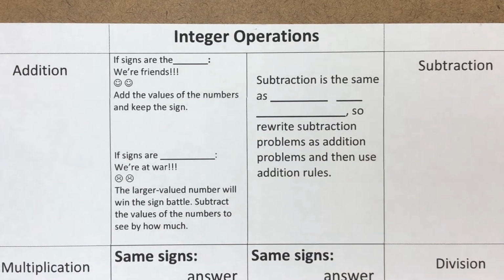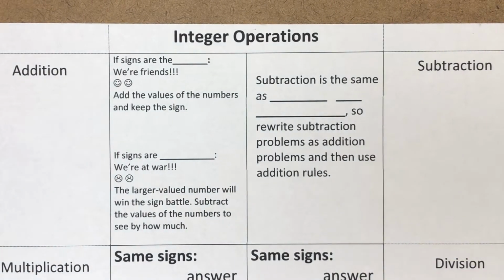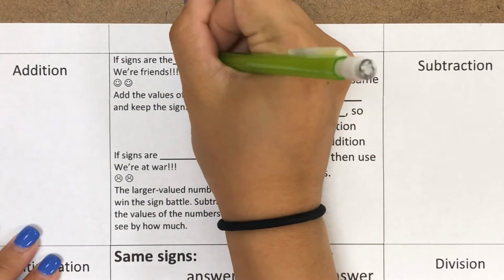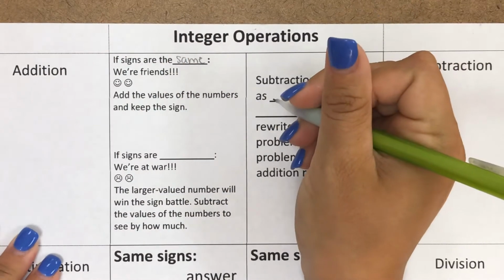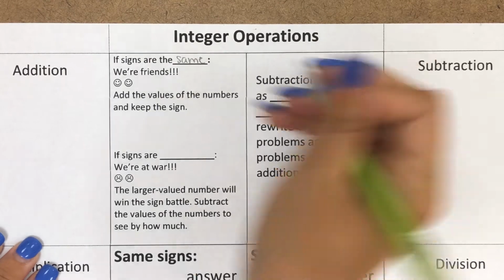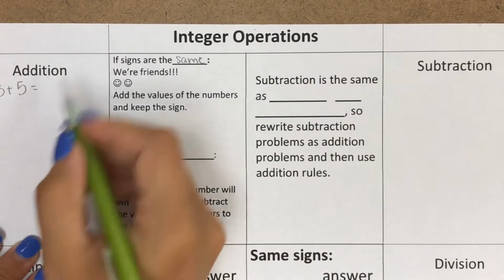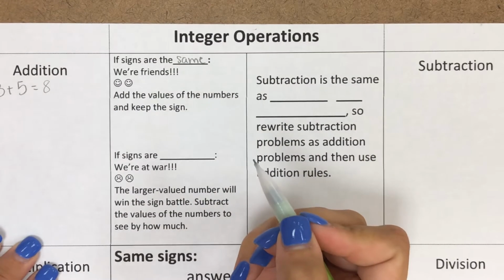Today we are going over integer operations. Integers are positive and negative whole numbers. So if we are adding integers, we follow these rules. If the signs are the same, we are friends, add the values of the numbers and keep the sign. So if we did 3 plus 5, they're both positive, so 3 plus 5 is 8, keep it positive.